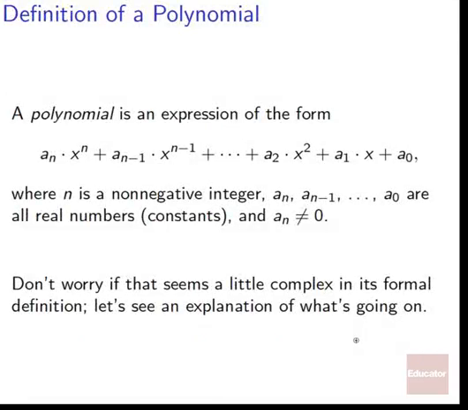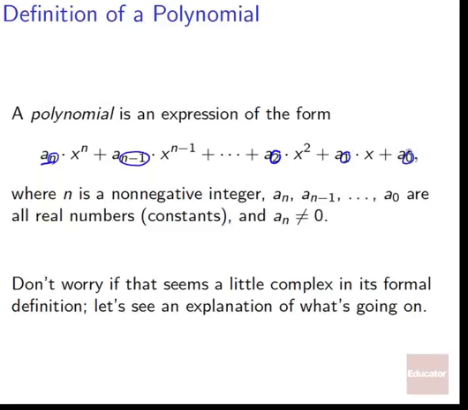A polynomial. What is a polynomial? Formally, we define it as an expression of the form a_n times x to the n plus a_(n-1) times x to the n minus 1 plus dot dot dot plus a_2 times x squared plus a_1 times x plus a_0. Now don't worry, these little things down here are subscripts, which just means that there are many different a's: a_n, a_(n-1), a_(n-2), so on and so on, a_2, a_1, a_0.